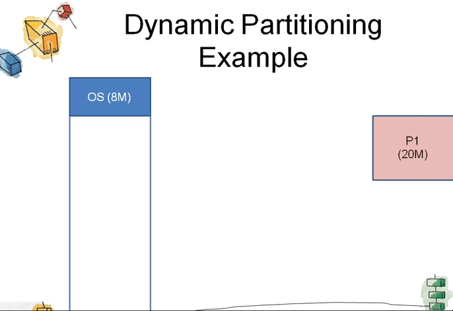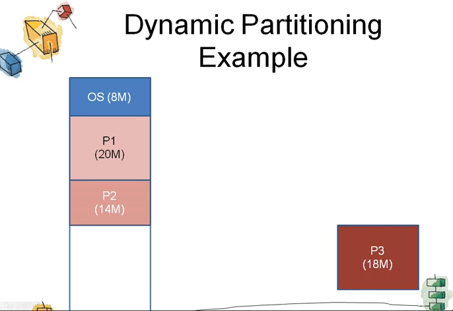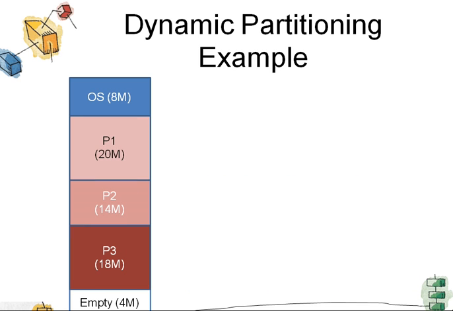Now there come 3 processes of variable sizes. So we did memory allocation according to their sizes. As you can see in the figure, P1 is of 20M, P2 is of 14M, P3 is of 18M, and then we have a leftover space of 4M, which is free for the next partition.